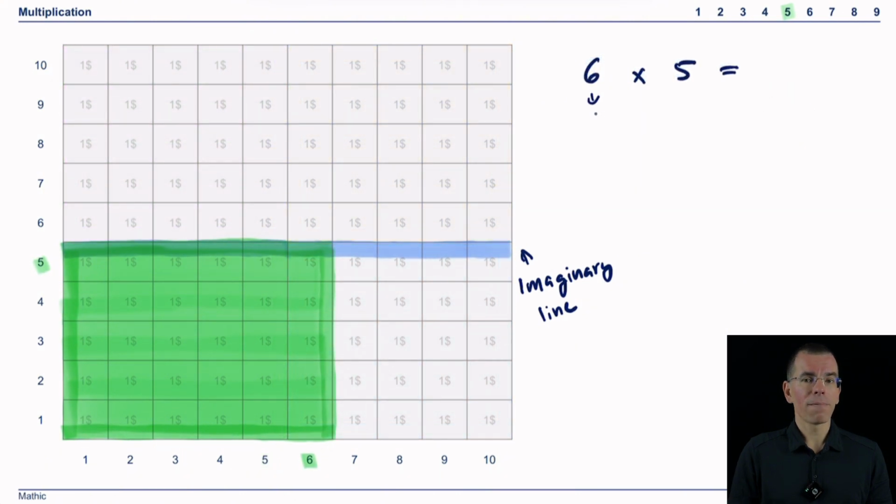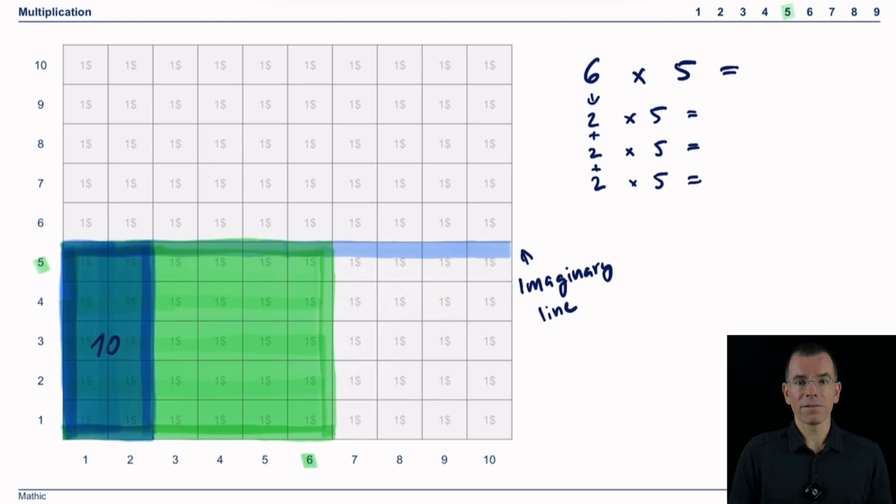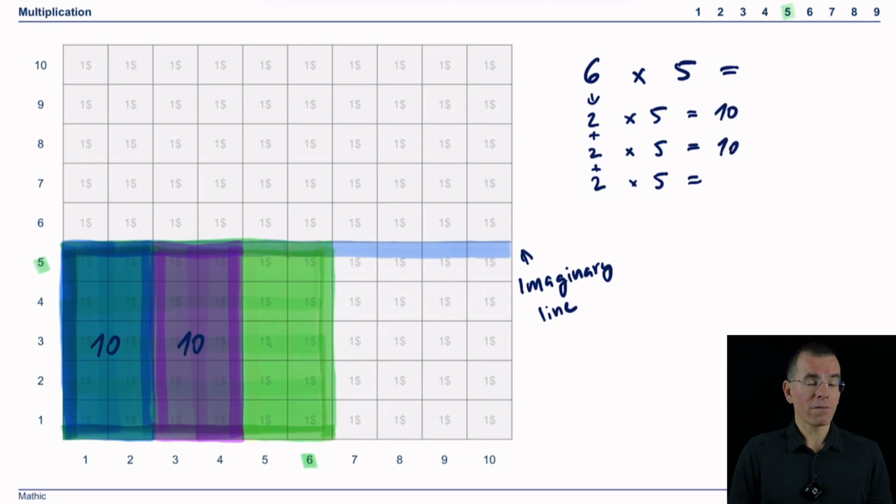6 times 5, why don't we split 6 into 2 plus 2 plus 2? We then multiply in 3 steps. 2 times 5 plus 2 times 5 plus 2 times 5. From our fingers exercise we know that 2 times 5 is 10, so 3 times 10 equals 30.